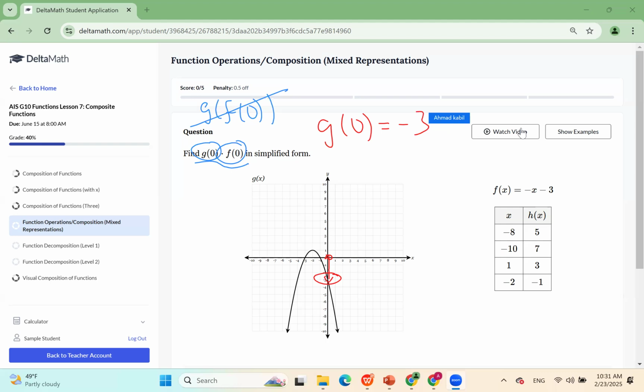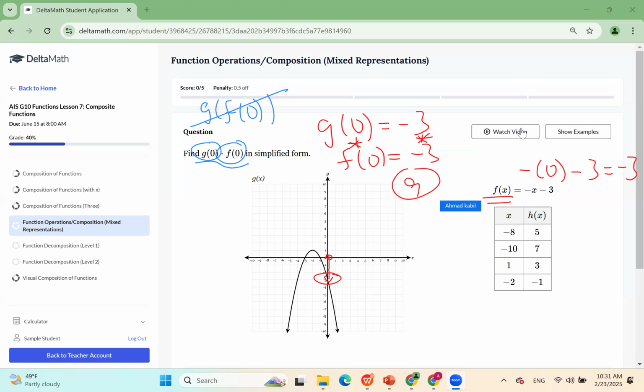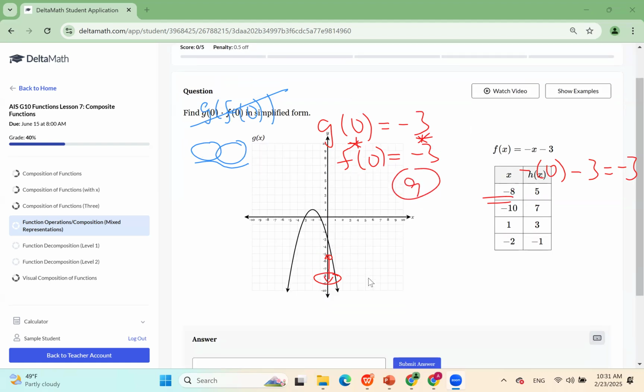And then f of 0 is obtained from f of x. So we have negative bracket -3. We put 0 here. -0 is 0, so this is just again -3. So this is -3 here. We multiply them together and we get +9. So the answer here is 9.